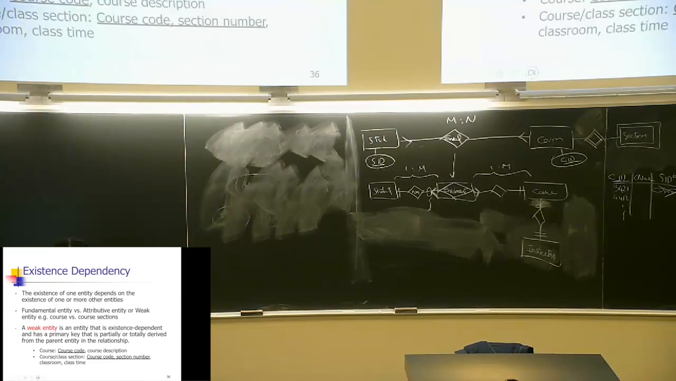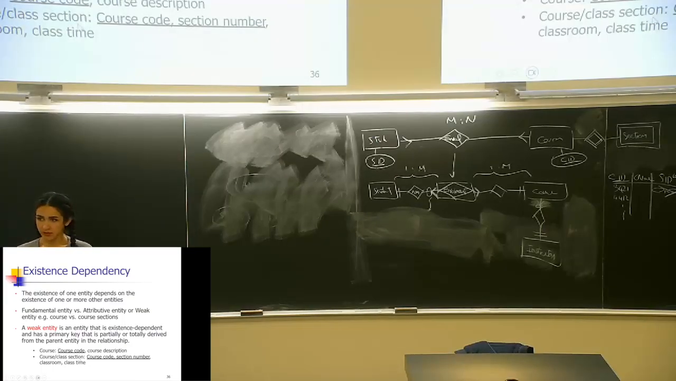So existence dependency that I mentioned means the existence of one entity depends on the existence of one or more other entities. For example, a section cannot exist if there is no course, right? And a weak entity is an entity that is existence dependent and has a primary key that is partially or totally derived from the parent entity in the relationship.